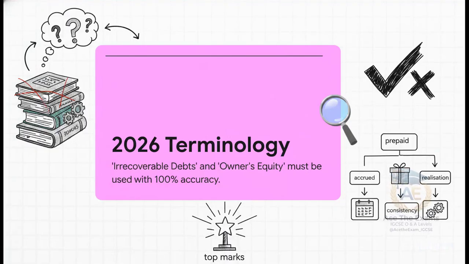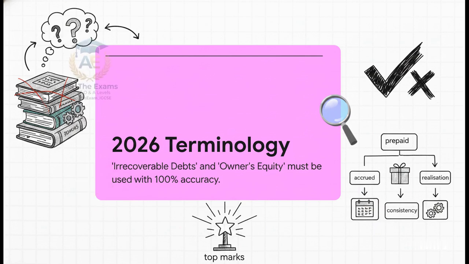So, for the 2026 syllabus, Cambridge has completely overhauled its vocabulary. The old terms are officially out. You're now required to use modern international phrases like irrecoverable debts and owner's equity. Consider this a non-negotiable requirement for top marks. You also need to confidently define words like accrued, prepaid, realization, and consistency when you're applying them to complex business scenarios on the paper.